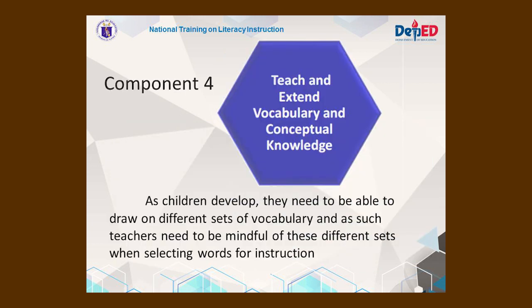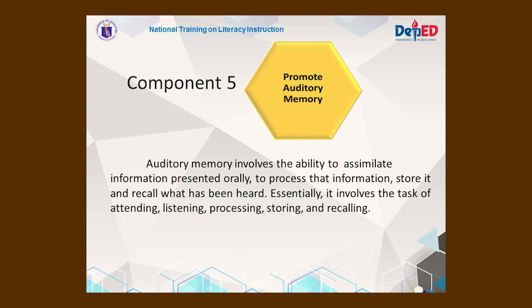So the component number 4 is teach and extend vocabulary and conceptual knowledge. Vocabulary is the term used to describe the collection of words in a given language used and understood in speaking, listening, reading, and writing. As children develop, they need to be able to draw on different sets of vocabulary, and as such, teachers need to be mindful of these different sets when selecting words for instruction. Okay? So, how do we teach this? How do we do this in the classroom? Okay. First, we teach individual words. Direct word meaning teaching is an effective way to facilitate children's vocabulary development. And the last one is promoting auditory memory.